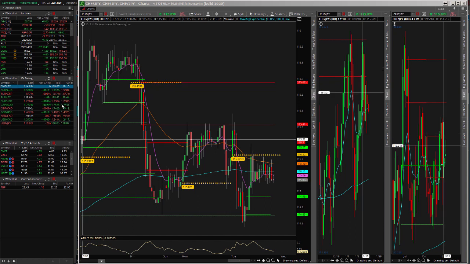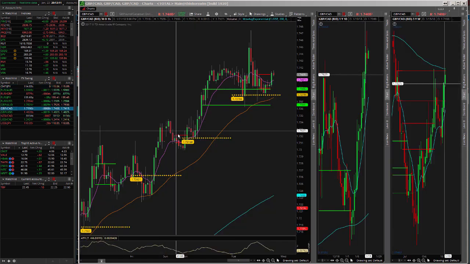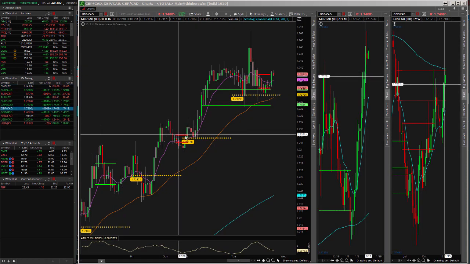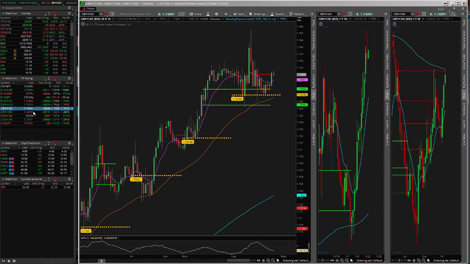Okay, pound CAD. I'm just going to walk through this list of a lot of the trades that I had on recently. I had a short right here, and again, this is inside of the weekly sell zone and an L24 in there. But again, I'm above the weekly 10 period. Dollar yen.